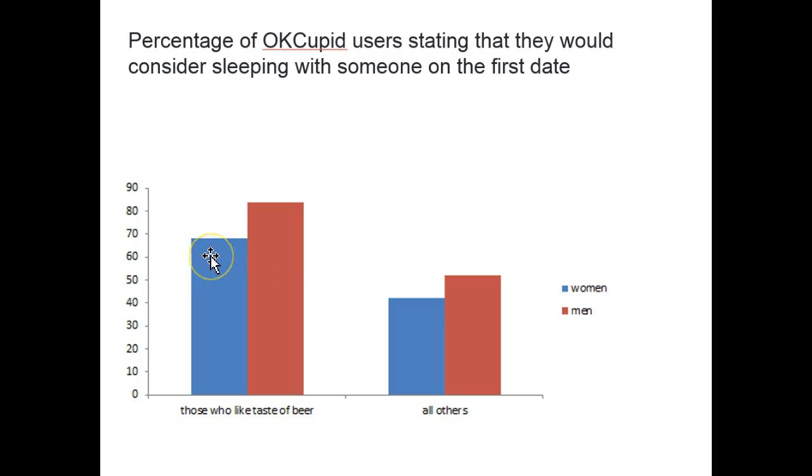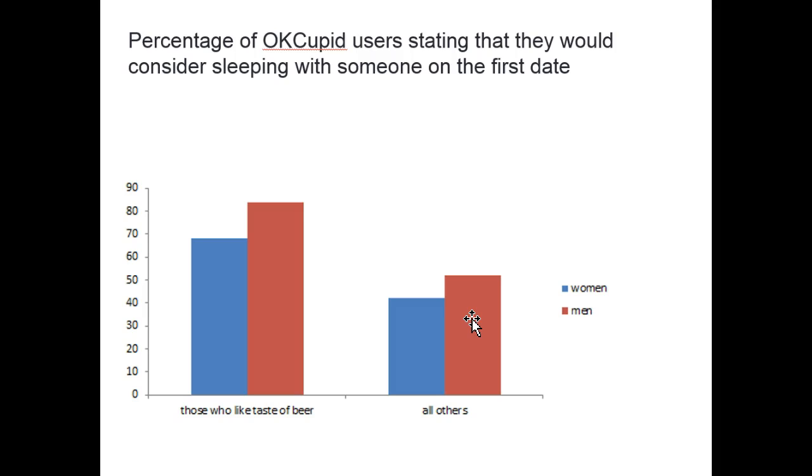And also we kind of really see that the number of women who like the taste of beer actually are more promiscuous, more likely to sleep with someone on the first date than the men who don't like the taste of beer. So that's very intriguing here. Again, just by flipping the order on which axis things appear.